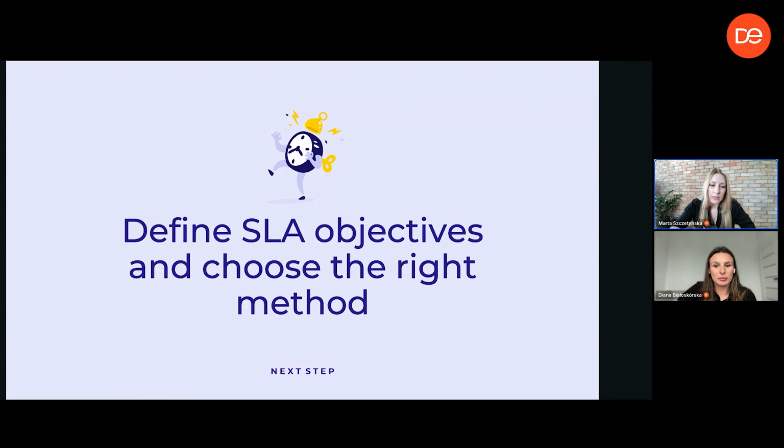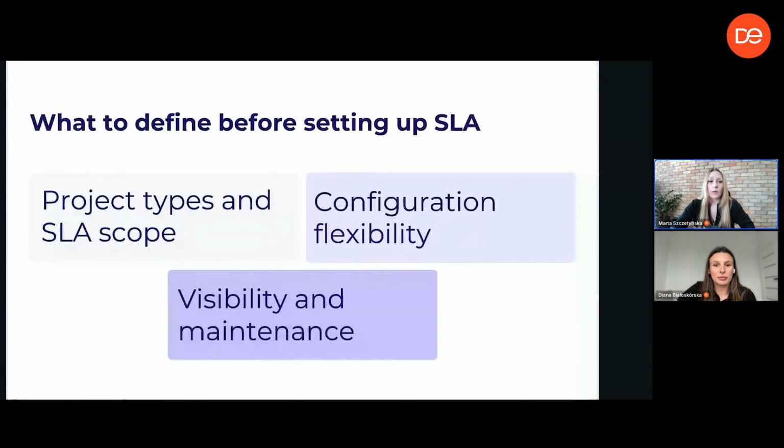So when preparing for SLA configuration, always try to assess three areas. First, think about project types and scope of SLAs. So where and how widely you would like to use and apply your SLA in the organization. How many different projects you would like to include in your SLAs. Then think about the configuration flexibility. So what level of complexity do your SLA conditions require? Or do you need to combine, for example, several conditions to be able to start SLA counting? Or maybe only one condition is enough for you.